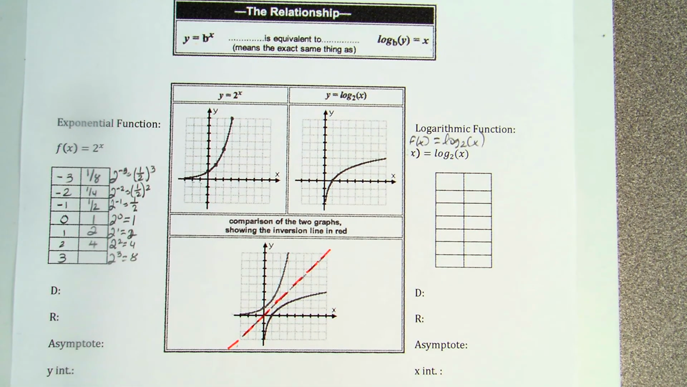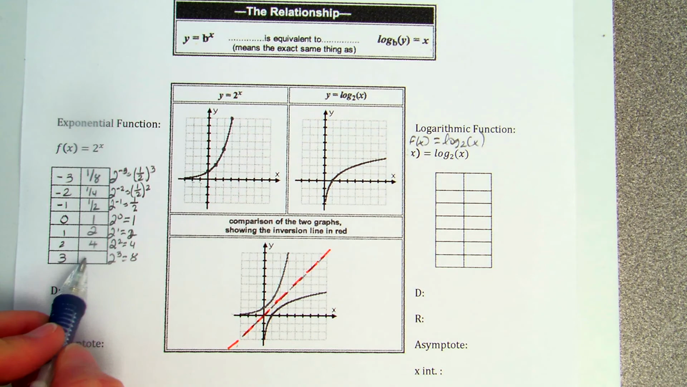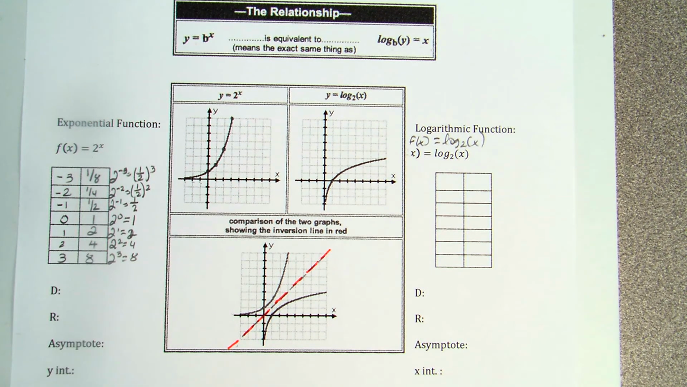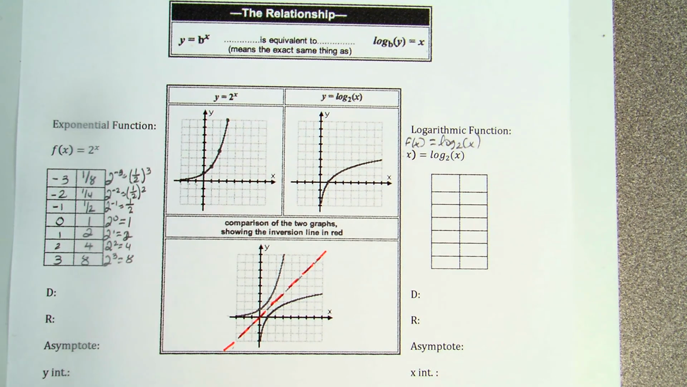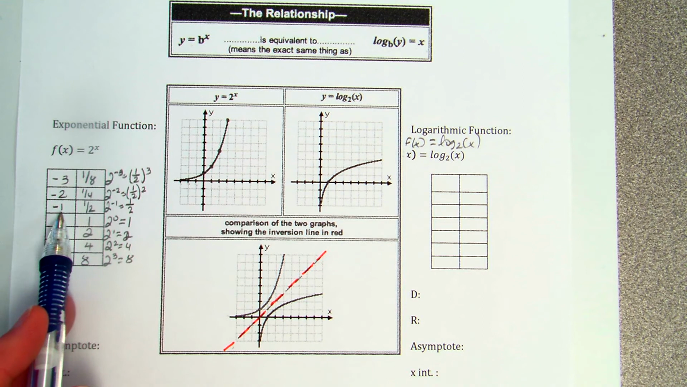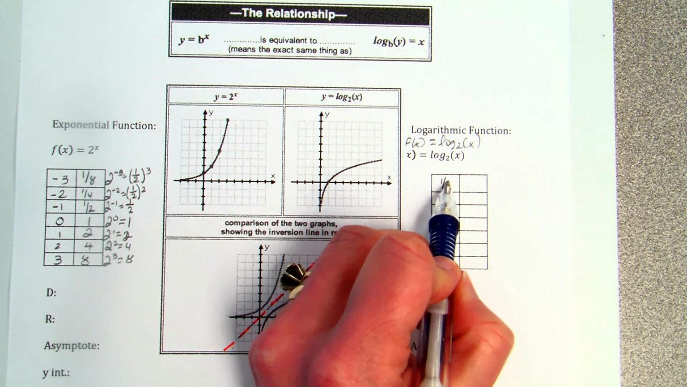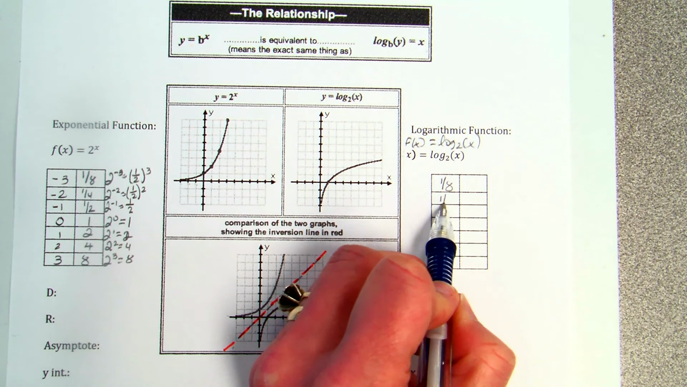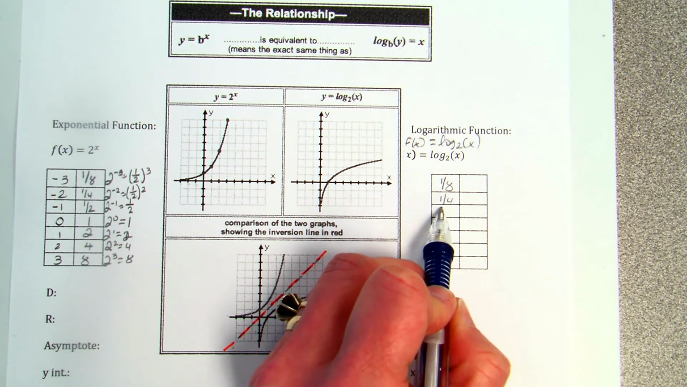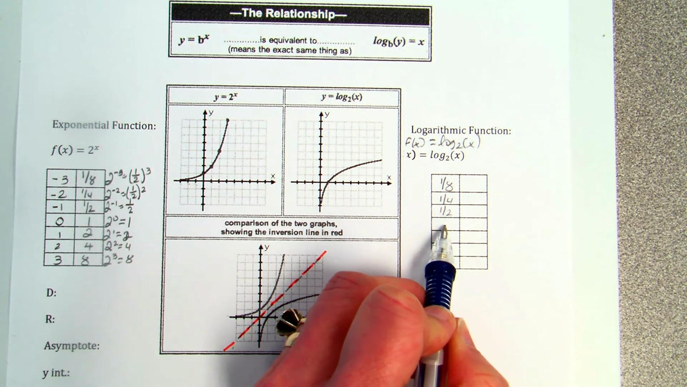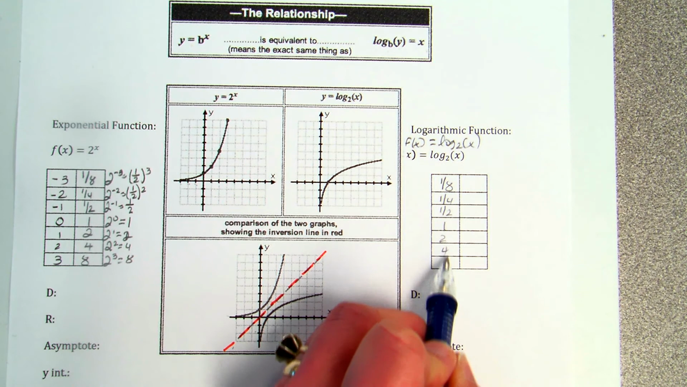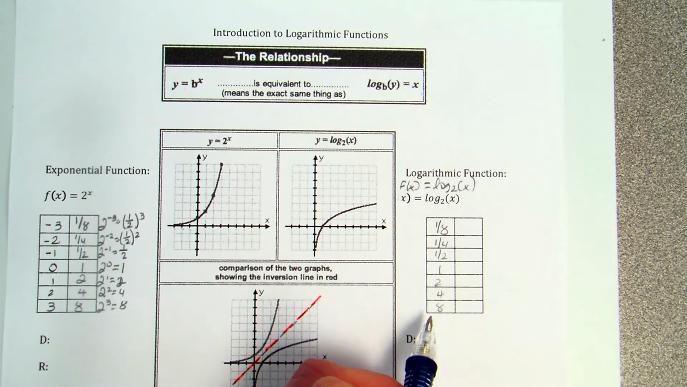So I'm going to swap my x's and y's, but I'm going to write down my x values over here. So I'm going to use 1/8, 1/4, 1/2, 1, 2, 4, and 8, and show you that we're going to get these x values.